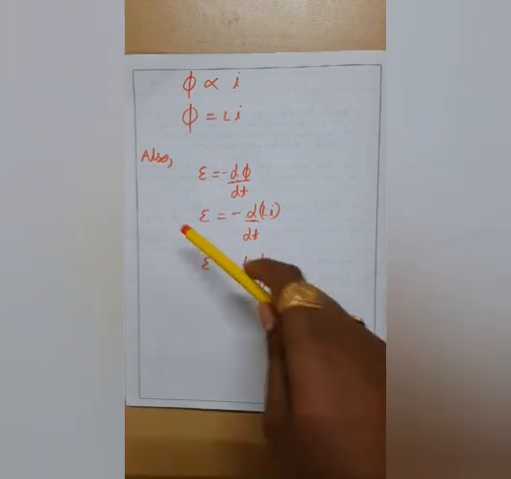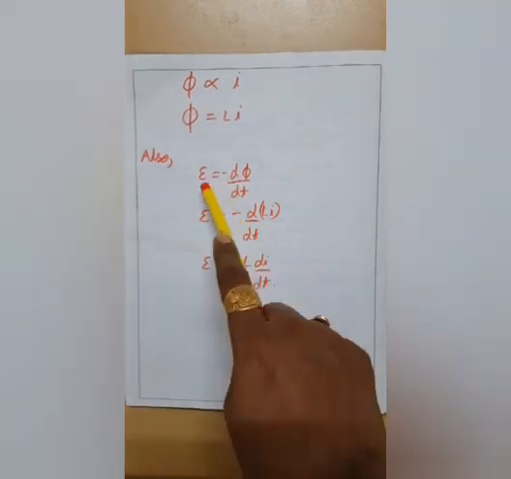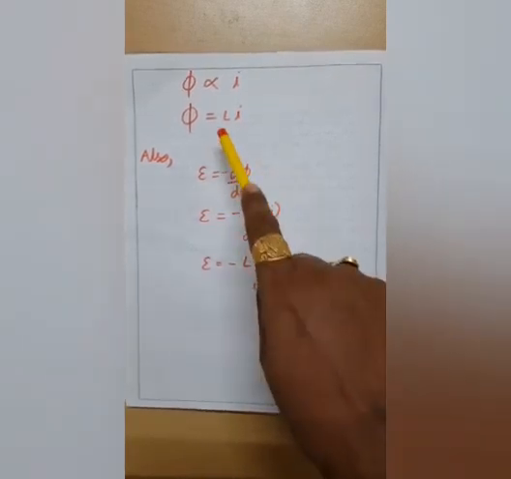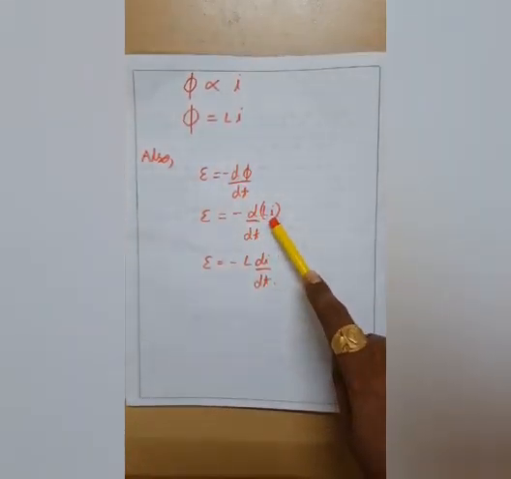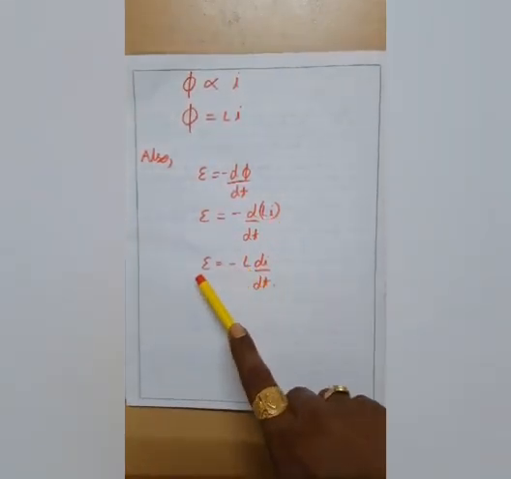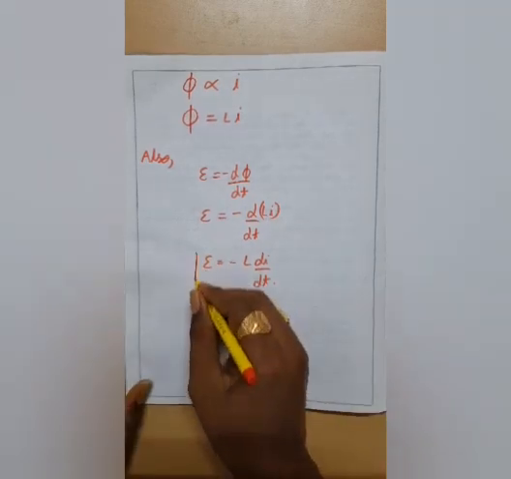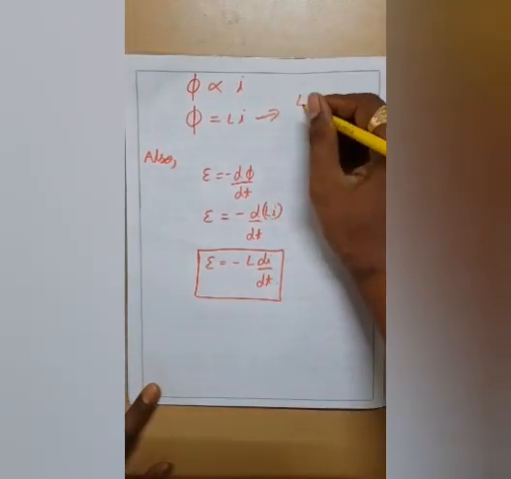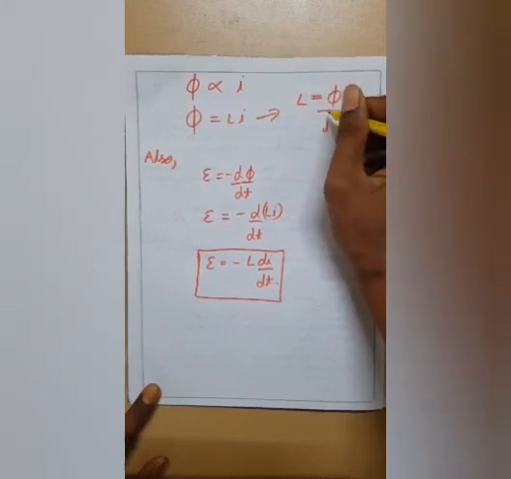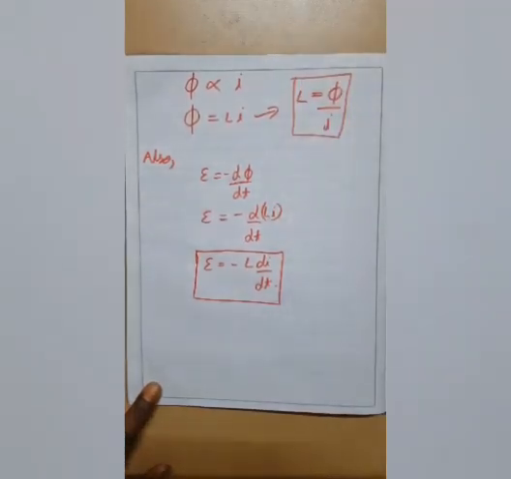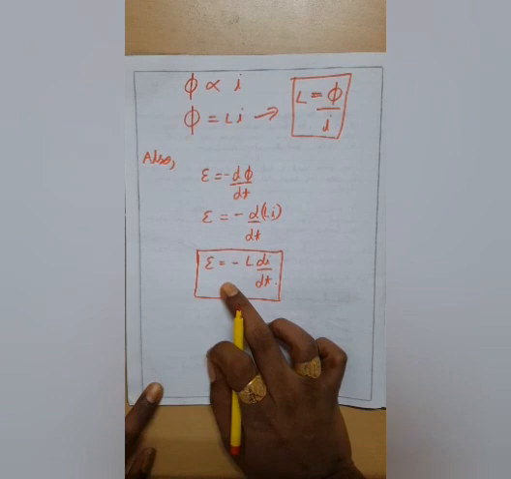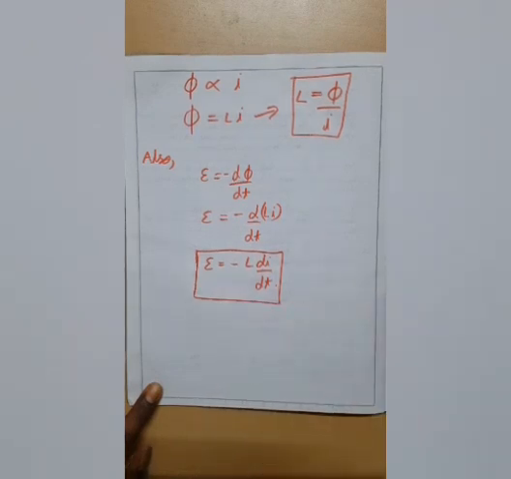From the law of electromagnetic induction we know that E is equal to minus d phi by dt. So in place of phi we can put Li, the value of phi from here. If L is taken out, the expression for EMF becomes minus L di by dt. So from here we get L is equal to phi upon I. This is the expression for the coefficient of self induction, and the expression for EMF is E is equal to minus L di by dt.